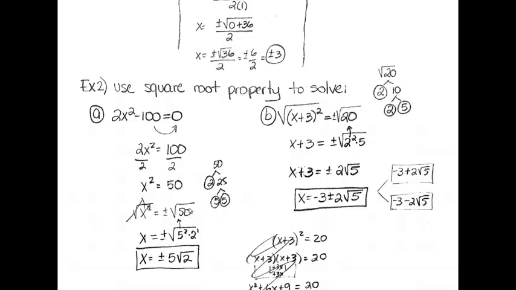50 is not a perfect square, so I did the prime factorization, and I got 5 squared times 2. That means this 5 squared goes away, and the 2 stays inside the radical. So my answer is positive negative 5 square root of 2.